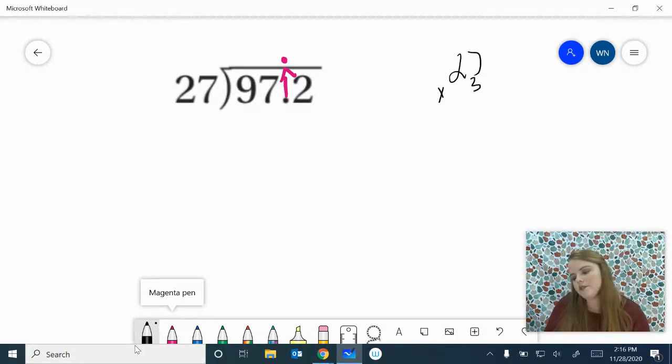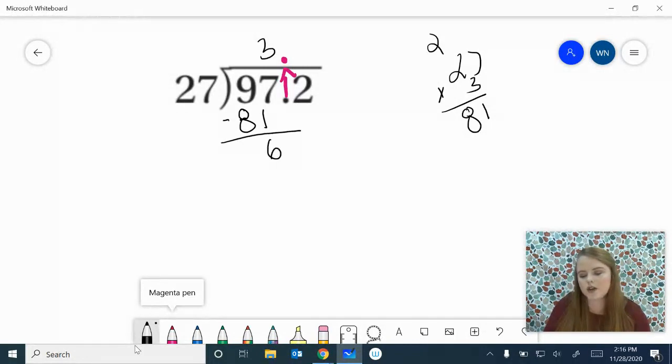So 27 times 3. 7 times 3 is 21. 2 times 3 is 6, plus 2 is 8. That's 81. I don't think I'm going to get any closer to 97. So 97 divided by 27 is 3. 3 times 27 is 81. Let's subtract. That gets me 16. Bring down the 2, 162. Let's count by 30 again. 30, 60, 90, 120, 150.